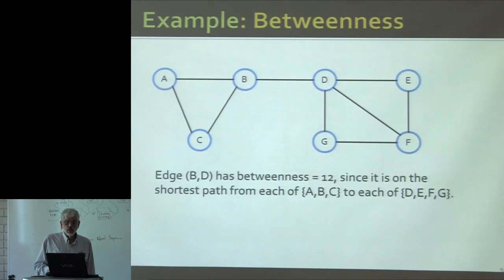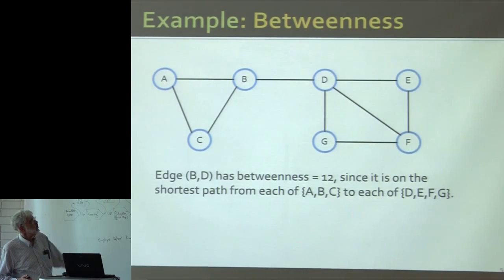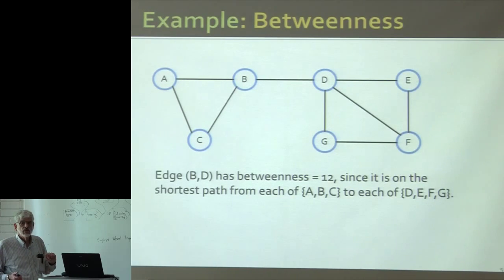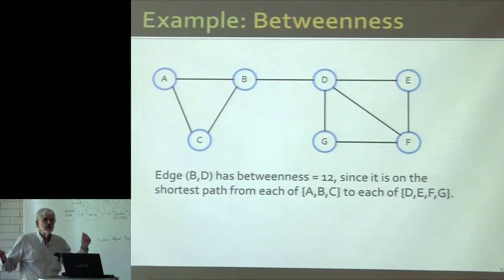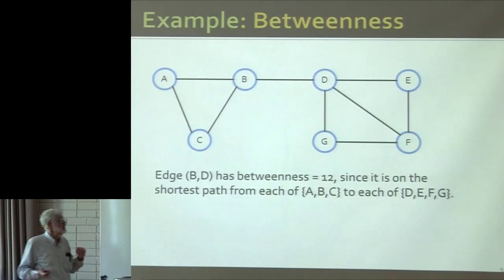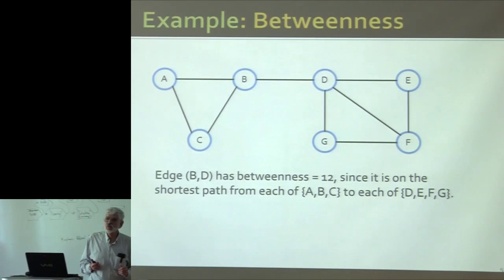I claim that the betweenness of the edge BD is 12. Why? Because it appears on every shortest path from A, B, or C to any of D, E, F, and G. And that's, of course, the edge of highest betweenness, and it should be pretty obvious that when I clip BD, I've already separated this graph into two natural communities.